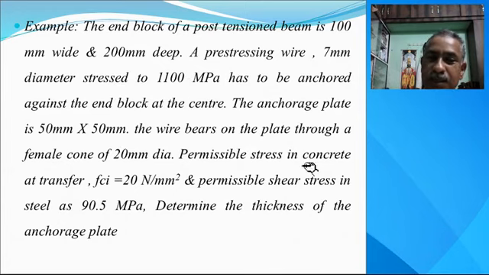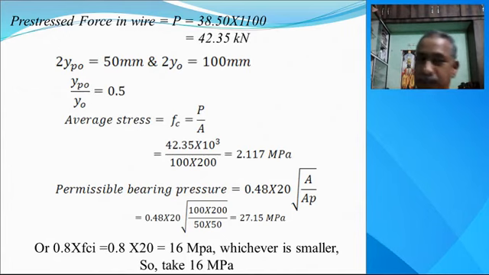Now the permissible stress in concrete at transfer, fci, is equal to 20 Newton per mm square, and the permissible shear stress in steel is 90.5 MPa. Shear stress is given to you. Determine the thickness of the anchor plate. We can find out the thickness of the anchor plate required to transfer the stressing force safely.